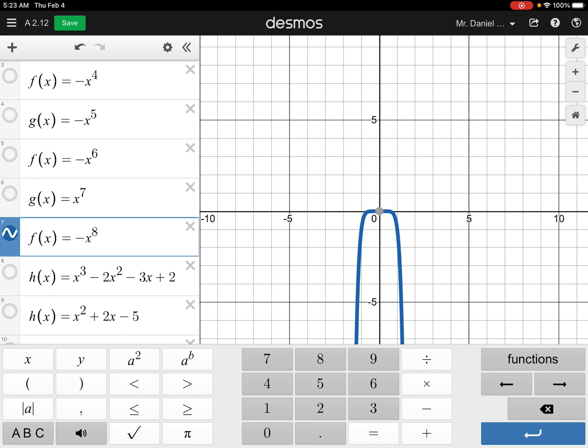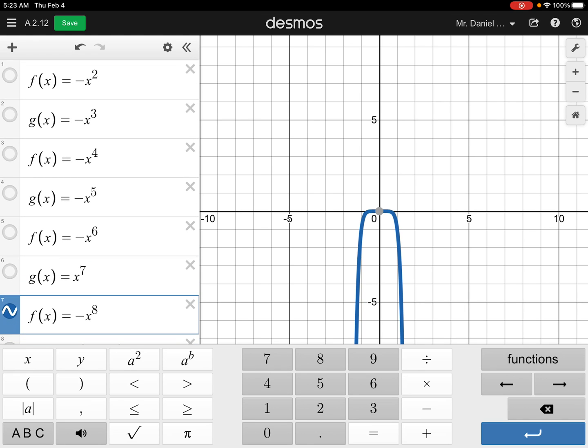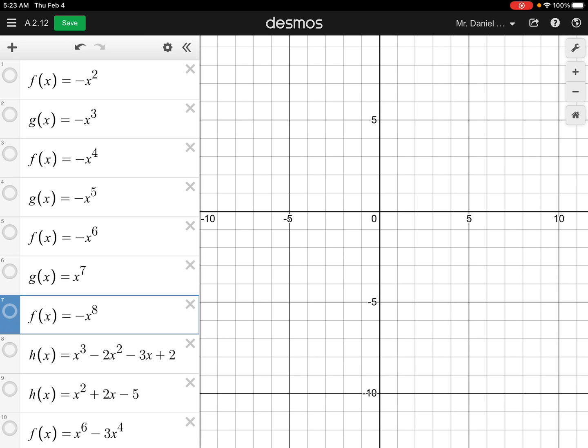So, what do we notice here? Odd powers are symmetrical through the origin, what we would call odd functions. And then even powers are what we would call even functions, symmetrical over the y-axis. Origin, odd. That's how I remember it. Origin, odd. Even, y.